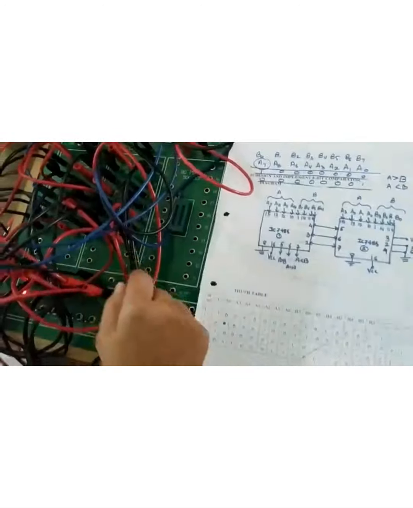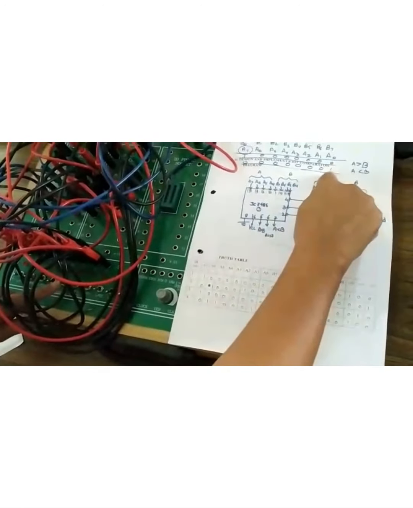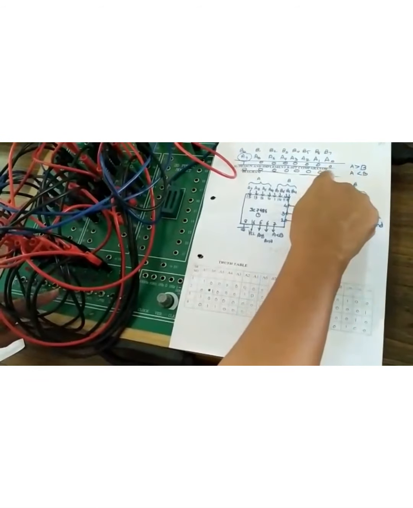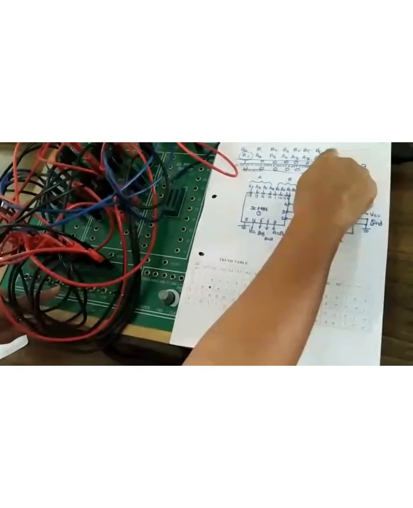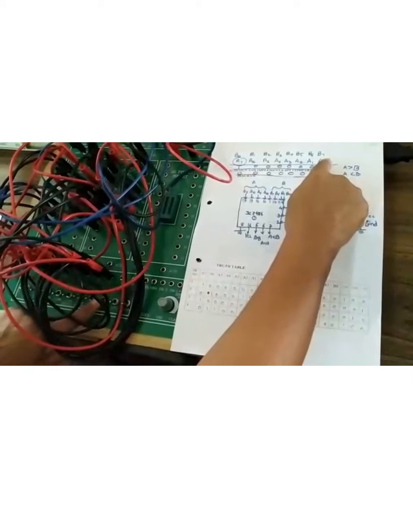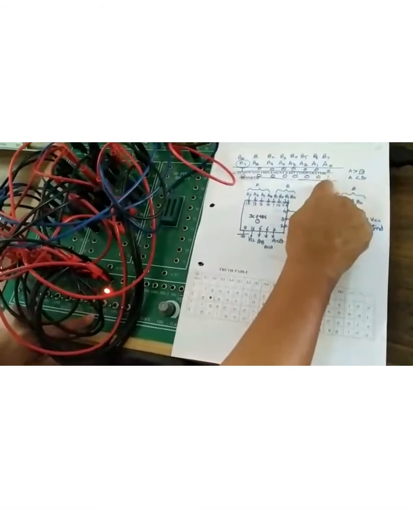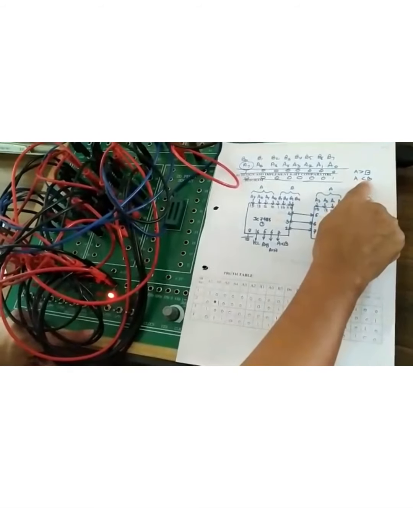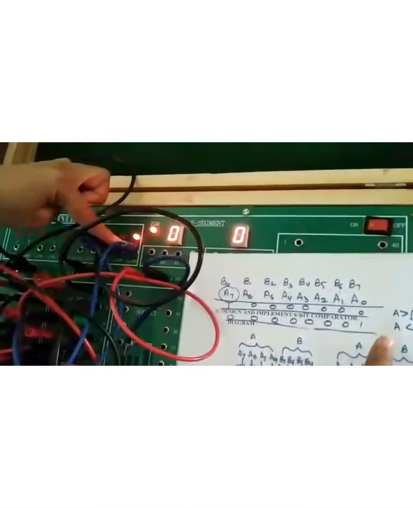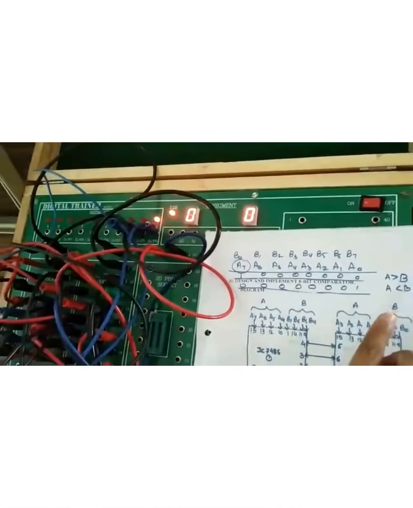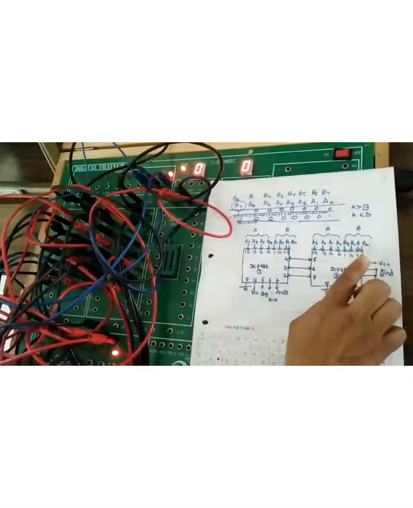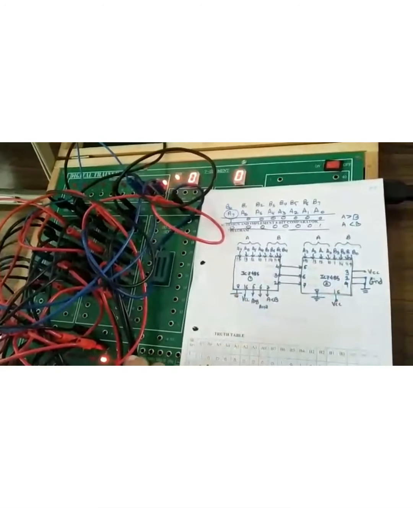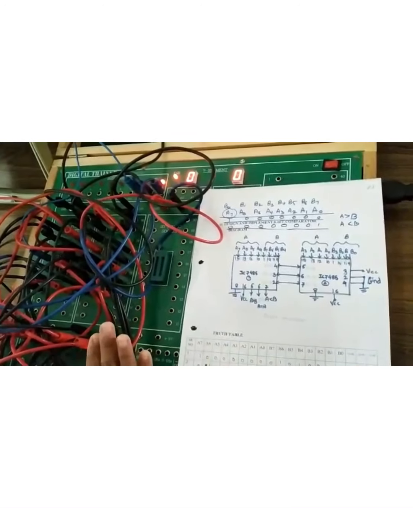Next, when I make A0 high, B7 will also get high. In that case, A becomes less than B, so here you are getting A less than B. Like that, we can check any combinations. Okay, so here we have completed the 8-bit comparator practical.